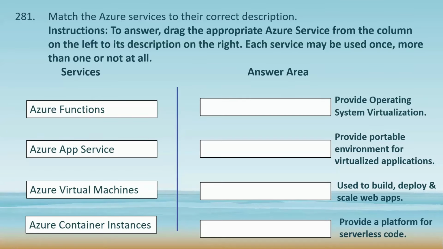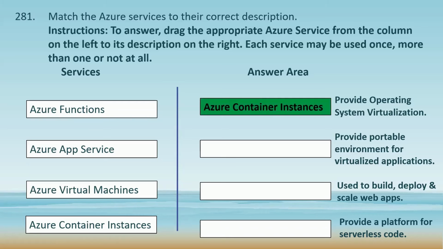Friends, this is question number 281 of the series. You need to match the Azure services to their correct description. And the instructions are: you drag the appropriate Azure service from the column on the left to its description on the right. Each service may be used once, more than once, or not at all. And the services given are Azure Functions, Azure App Service, Azure Virtual Machines, Azure Container Instances. And then on the right-hand side, there are some descriptions mentioned, which are: provide operating system virtualization, provide portable environment for virtualized applications, used to build, deploy, and scale web apps, provide a platform for serverless code.